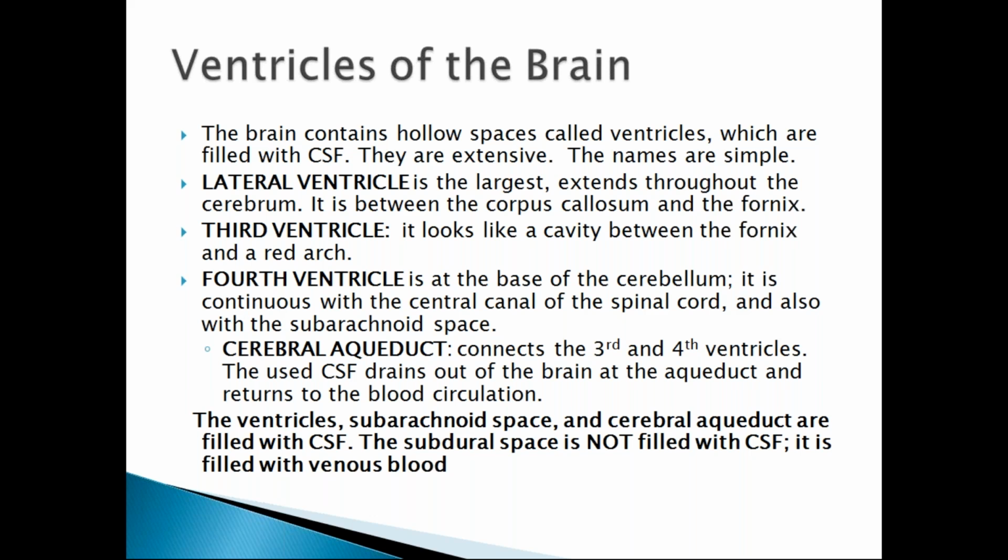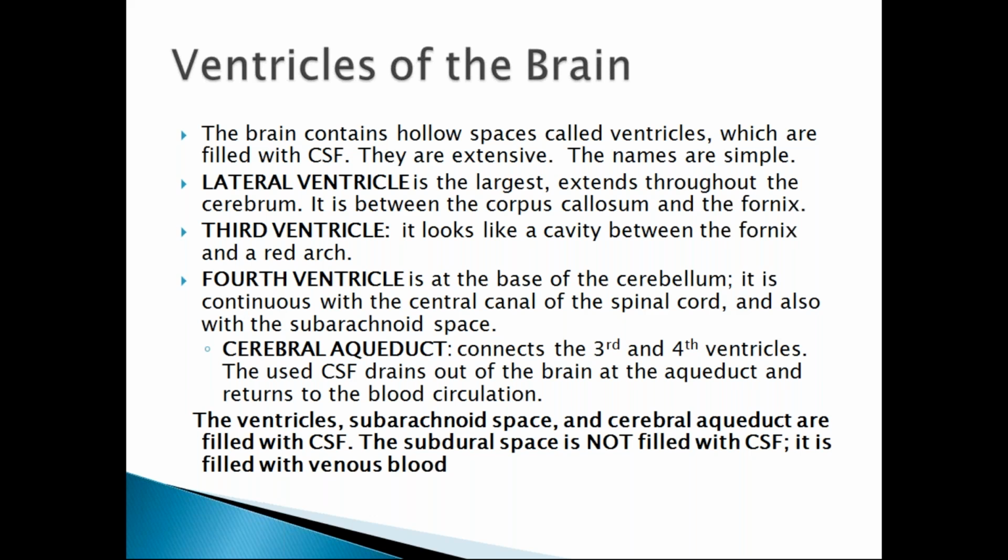The lateral ventricle is the largest. It extends throughout the cerebrum. It is between the corpus callosum and the fornix. So both of those are nestled up against those ventricles. The third ventricle looks like a cavity between the fornix and a red arch. Fourth ventricle is at the base of the cerebellum.